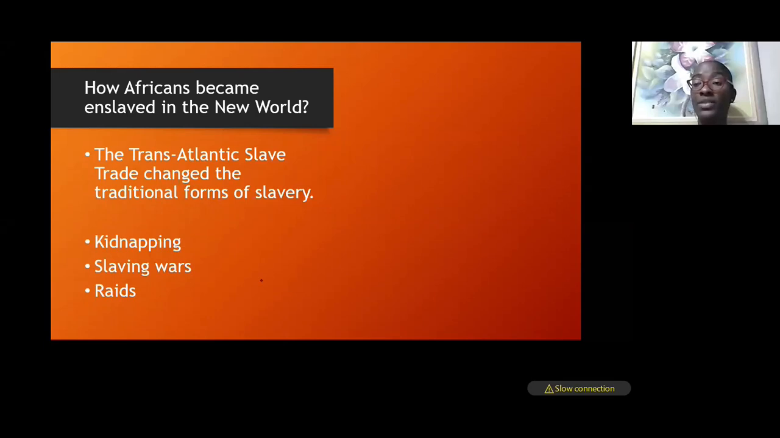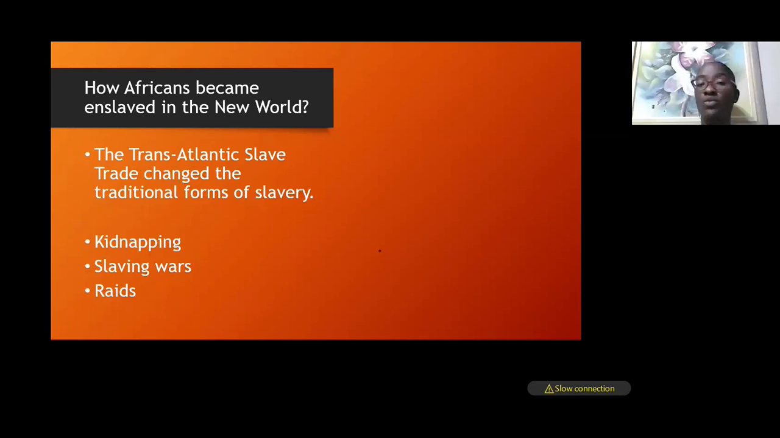So sometimes they would even supply both groups with weapons. So they didn't have any preference of who they wanted to win, as long as at the end of it, they were able to get the supply of enslaved persons that they needed.